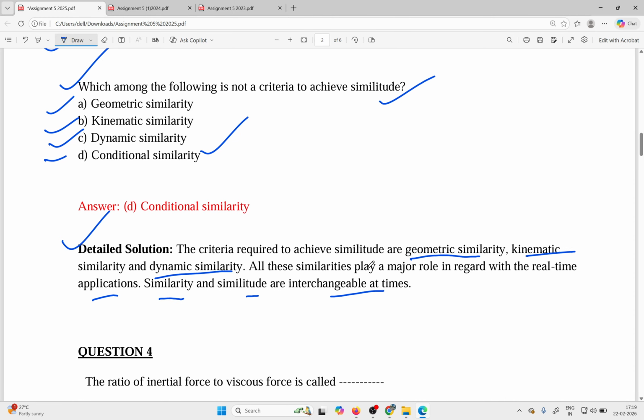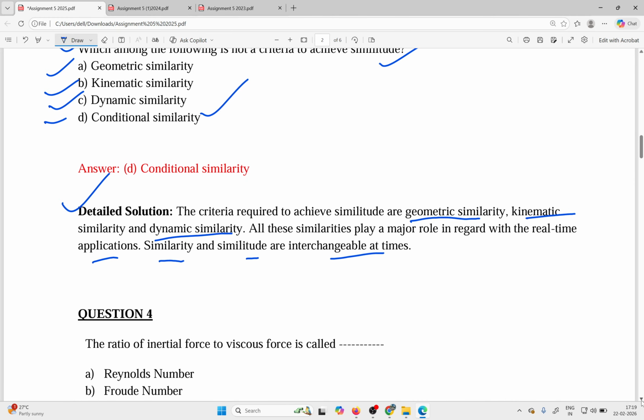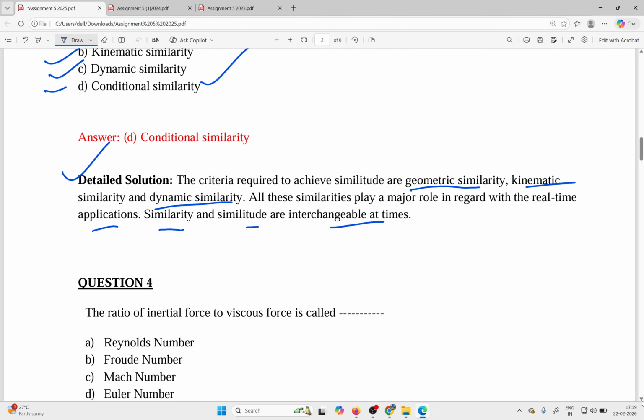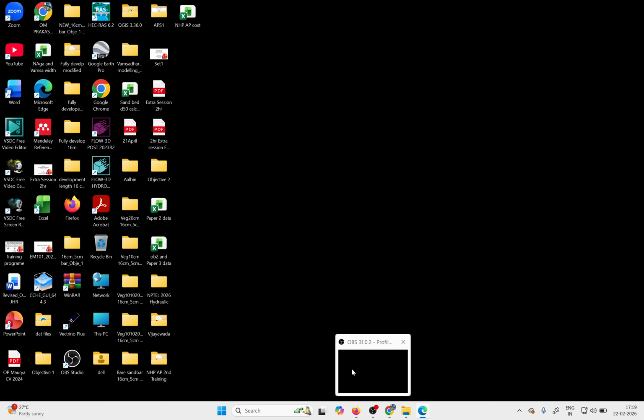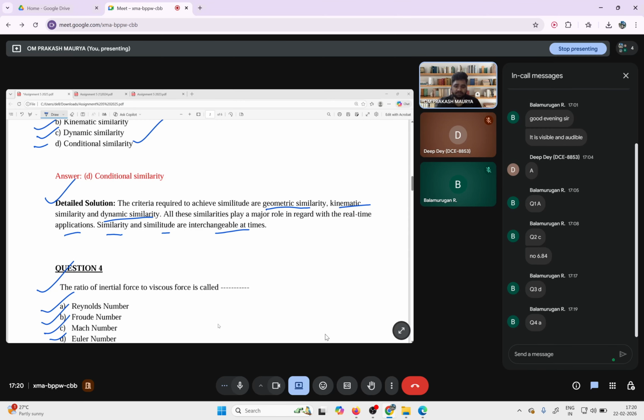Question number 4, very important question. Okay, so the ratio of inertia force to viscous force is called? Reynolds number, Froude number, Mach number, Euler number. Just please try to explain here very easily. Not explain, just try to write your answer here. This is just a definition. Okay. Pala is telling option A is correct.